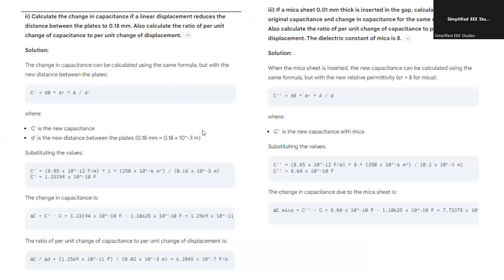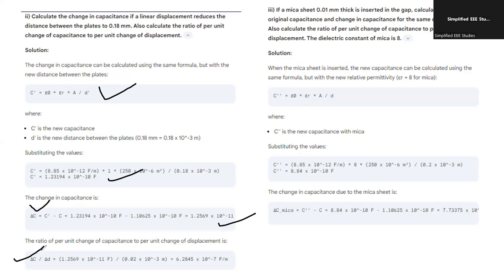Now the second question is to calculate the change in capacitance if the distance between the plates reduces to 0.18 millimeter. Then you have to calculate the per unit change of capacitance to per unit change of displacement. So first of all, you have to calculate the new value of capacitance: C dash is equal to epsilon 0 epsilon r A by D dash. Substituting, you will get the new value of capacitance C dash. Now, the change in capacitance is nothing but C dash minus C, new capacitance minus old capacitance. I'll be getting 1.2 into 10 to the power minus 11.